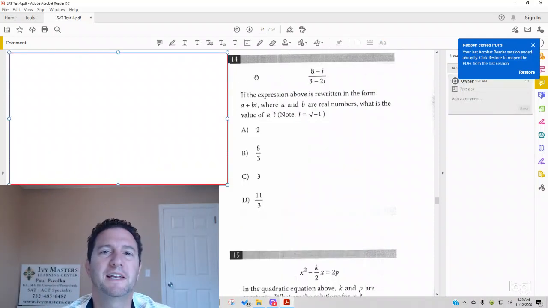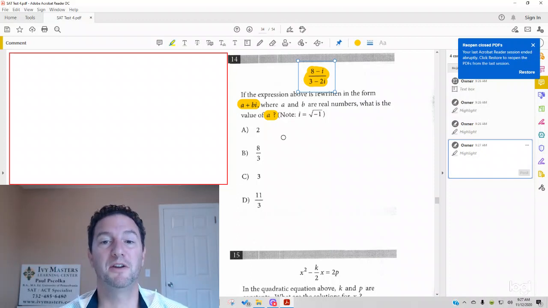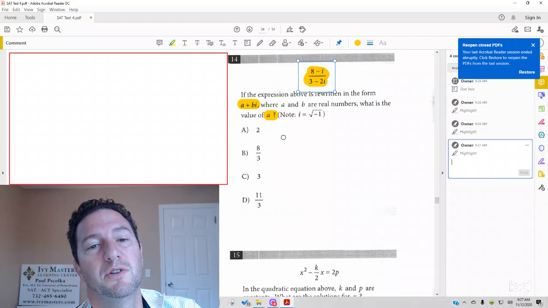And today we're going to look at Test 4, Section 3, number 14, which reads, the expression above is written in the form a plus bi, where a and b are real numbers. What is the value of a? So you might remember for imaginary numbers in the denominator, you've got to get rid of imaginary numbers in the denominator. How would you do it for a question like this?